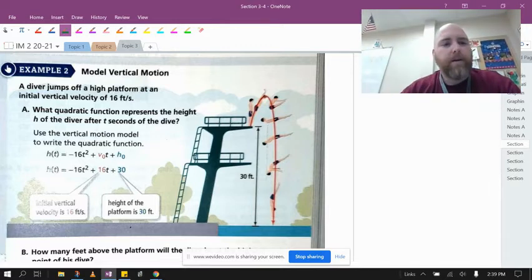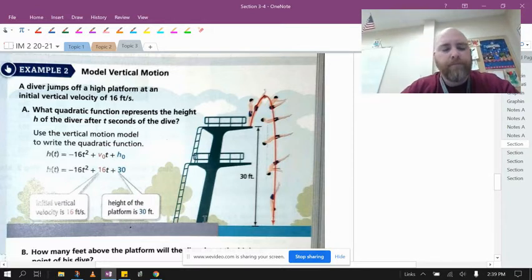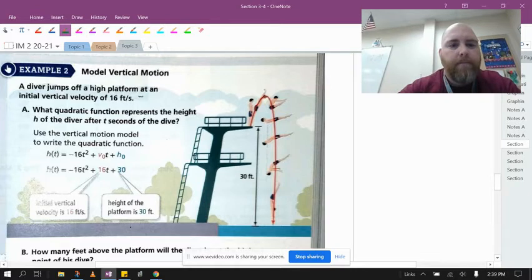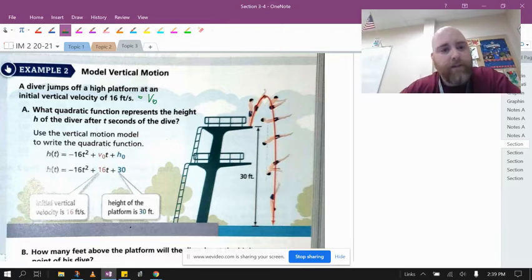So a diver jumps off a high platform at an initial vertical velocity of 16 feet per second. So pretty quick. So that will be our V naught. That's our initial velocity. That's how fast he was going when he started. Then, what quadratic function represents the height h of the diver after t seconds?